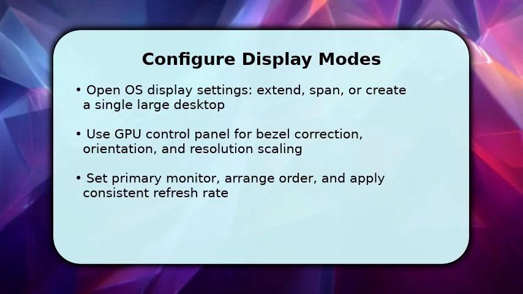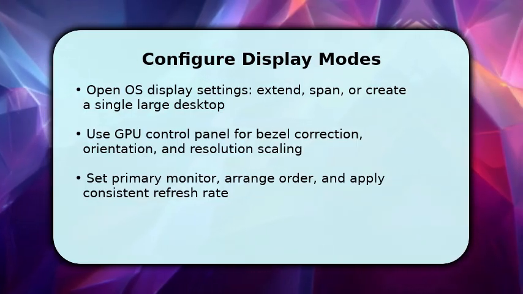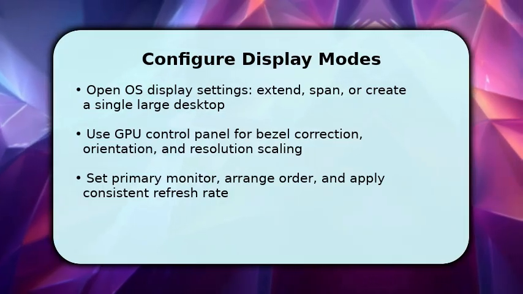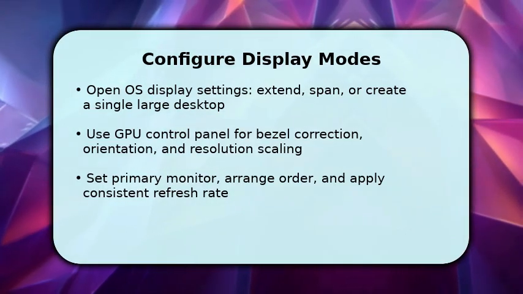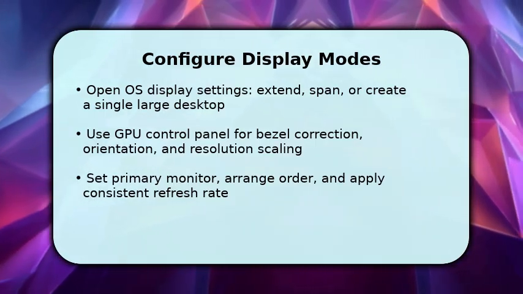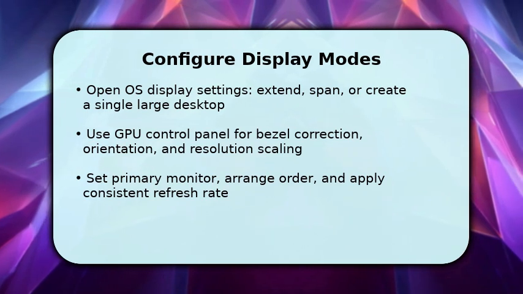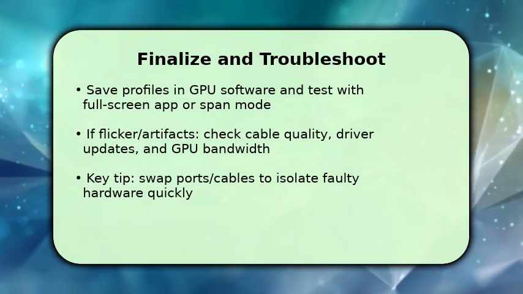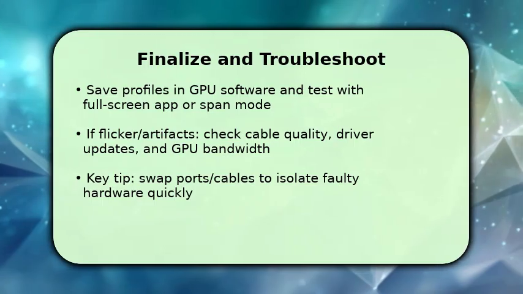Next, open the GPU control panel to match resolutions, refresh rates, and perform bezel compensation so windows flow naturally across screens. Make sure orientation and physical order match. Then set the combined desktop as your workspace. Once everything applies, test by dragging a window. Finish by saving a display profile and rebooting to ensure settings persist.